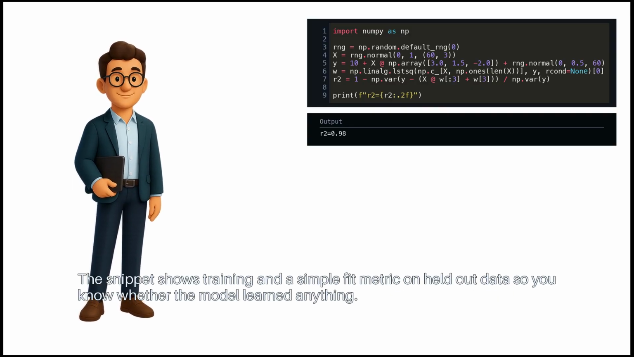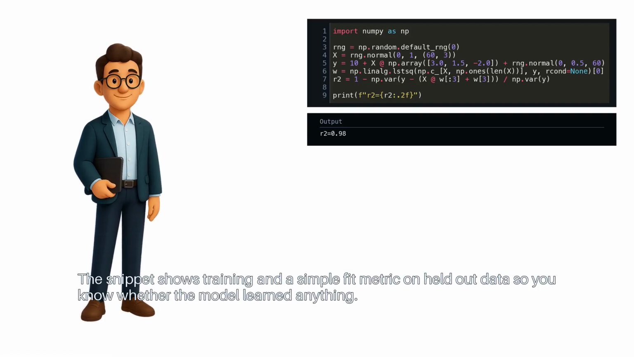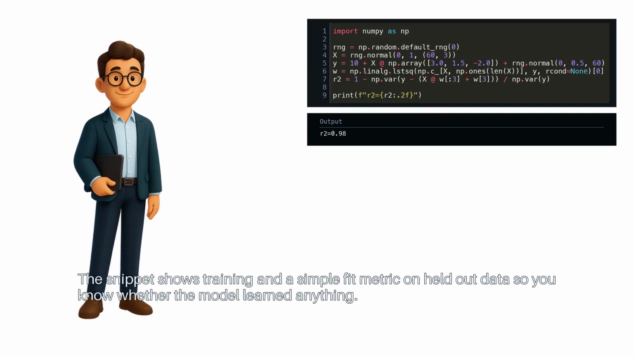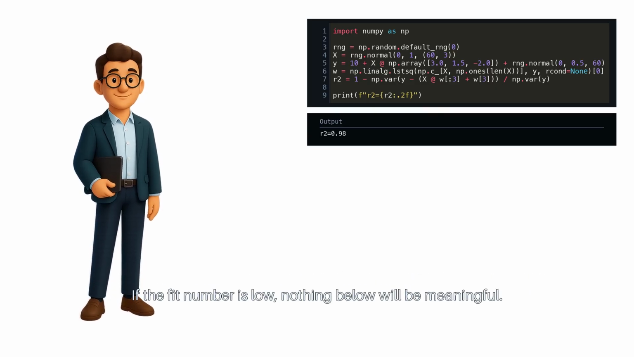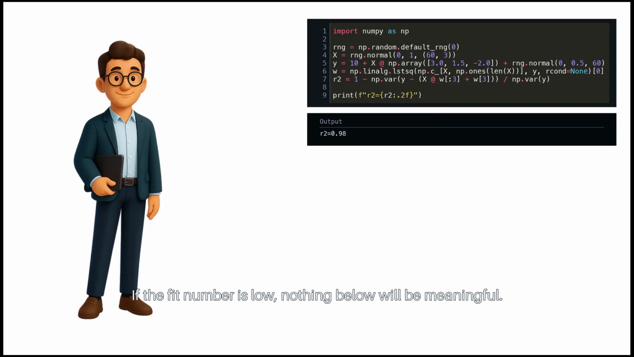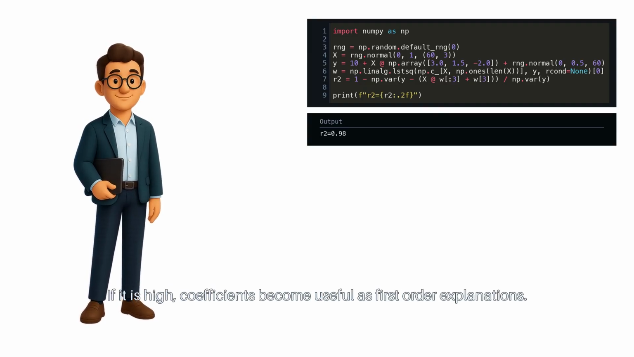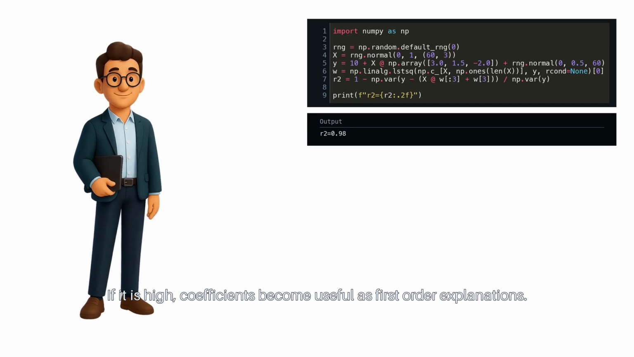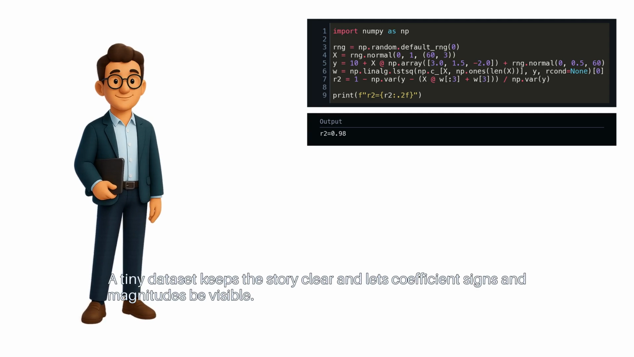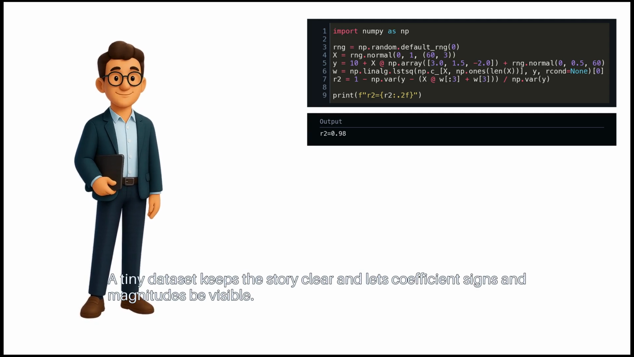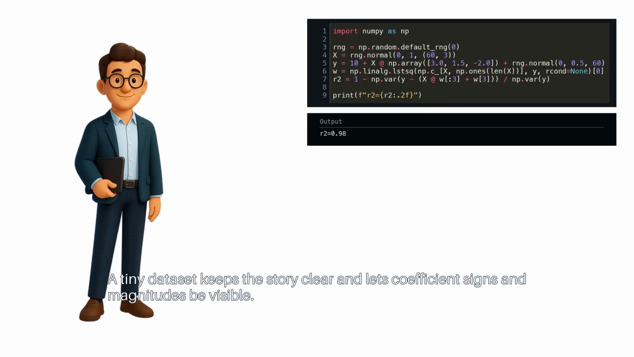The snippet shows training and a simple fit metric on held-out data, so you know whether the model learned anything. If the fit number is low, nothing below will be meaningful. If it is high, coefficients become useful as first-order explanations. A tiny dataset keeps the story clear and lets coefficient signs and magnitudes be visible.